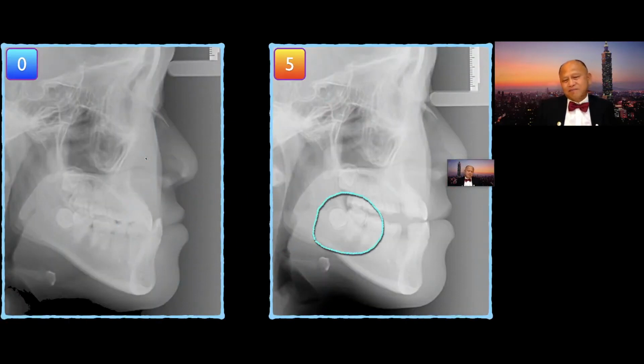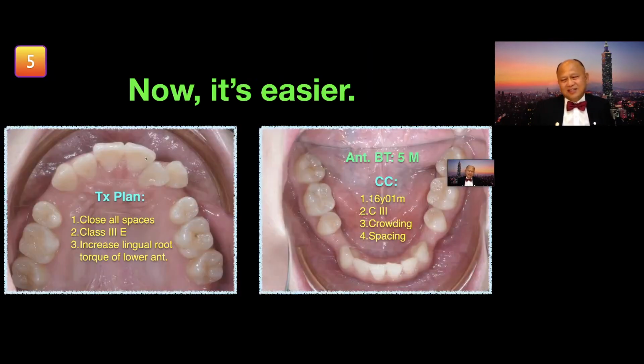And from this, we turned a very difficult Class 3 anterior crossbite into a very easy case. And now it's easier for aligners.